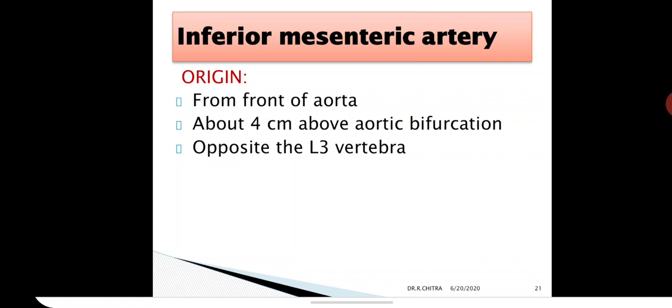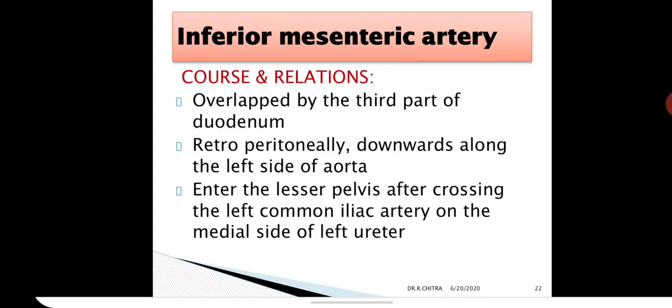The inferior mesenteric artery arises from the front of the aorta. Like the superior mesenteric artery and celiac trunk, it arises from the front of the aorta, about 4 cm above the aortic bifurcation, opposite the L3 vertebra. Course and relations: it is overlapped by the third part of the duodenum, whereas the superior mesenteric artery is overlapped by the body of the pancreas.